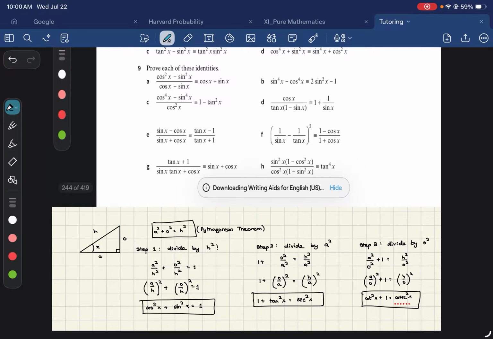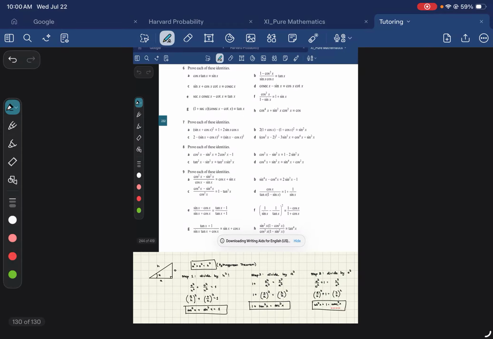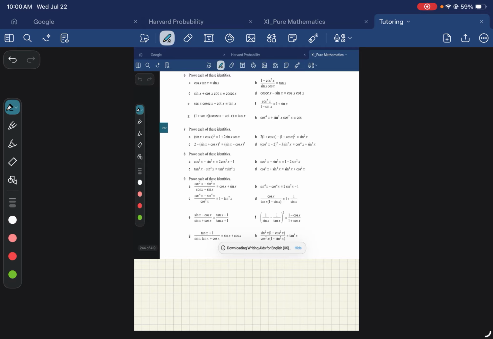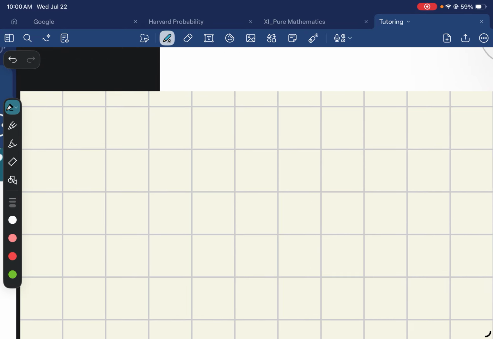Alright, so now that we have our identities down, let's go over some questions. I know there are questions 1 to 4. They deal with solving trigonometric equations, and we are going to tackle that in a future video, not in this one. So in this one, we'll just prove identities, simplify, and work with these. All right, so there is question 5.